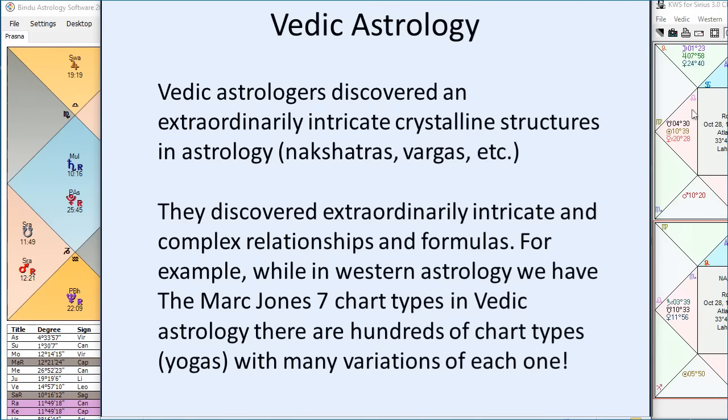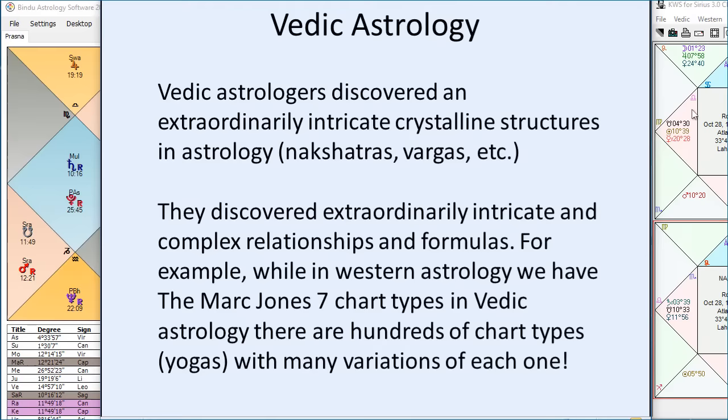And then the Western astrologers say, why are we making it so complicated? Well, maybe this crystalline structure, these sections of the sky, are more complex, intricate, and sophisticated than we have assumed. And then there are all the vargas, or sometimes called divisional charts, with all of that intricacy and all the relationships between things.